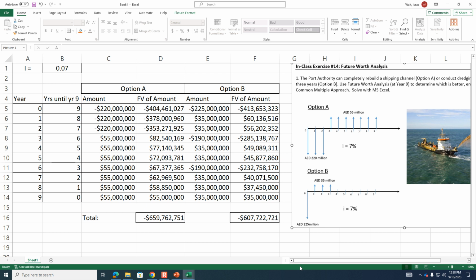I don't know how much I have to explain here. I just said option B would be better because it yields the lowest negative, highest positive future worth value, lowest cost.